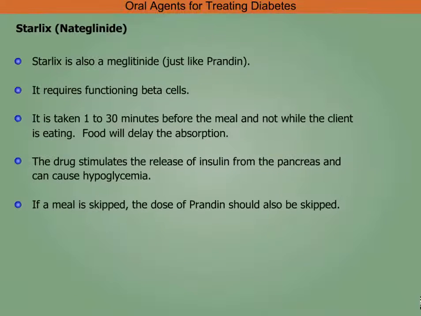Starlix. Starlix is also a meglitinide. It requires functioning beta cells. It is taken 1 to 30 minutes before the meal and not while the client is eating. Food will delay the absorption. The drug stimulates the release of insulin from the pancreas and can cause hypoglycemia. If a meal is skipped, the dose of Starlix should also be skipped.